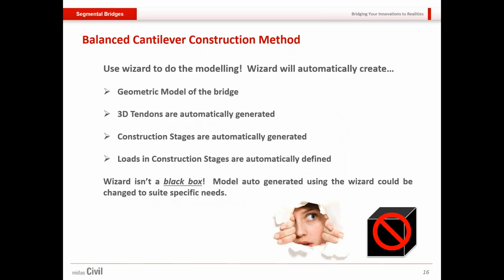If you want to make this kind of a model, just use the FCM wizard, that is the free cantilever method wizard, available in the software. This wizard will generate the geometric model for the bridge. The 3D tendons needed throughout the span would automatically be generated. The construction stages would automatically be generated, and the loads in these individual construction stages would also be applied automatically. But usually, whenever you use a wizard, it is completely unknown to you what process happened in between.